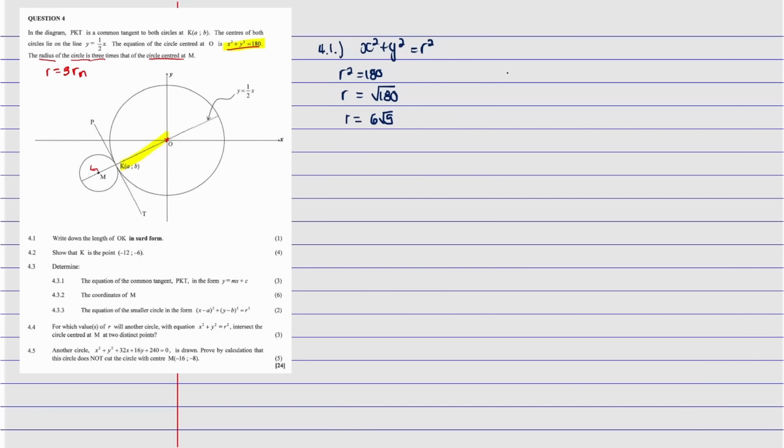So the second one says that we need to show that k is the point (-12, -6). So we're basically determining the point k, right? So what do we see about the point k?